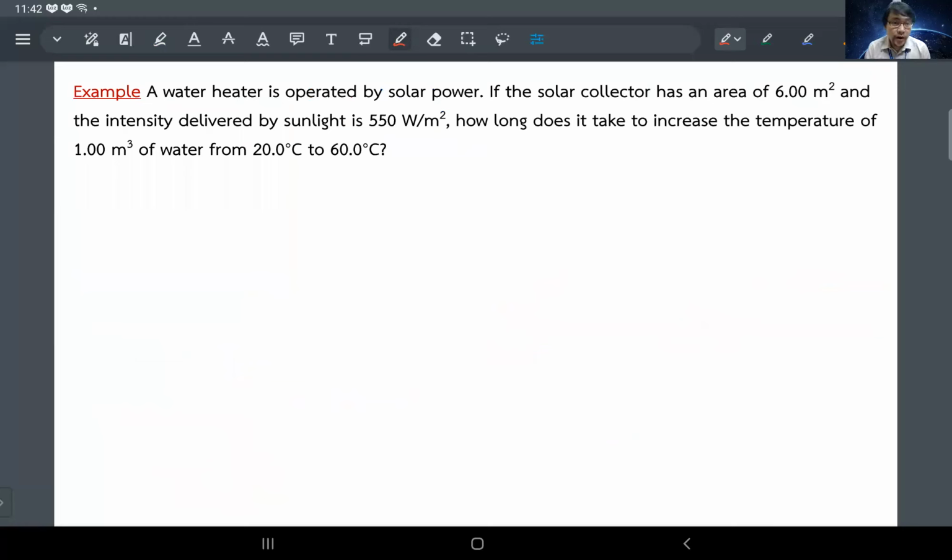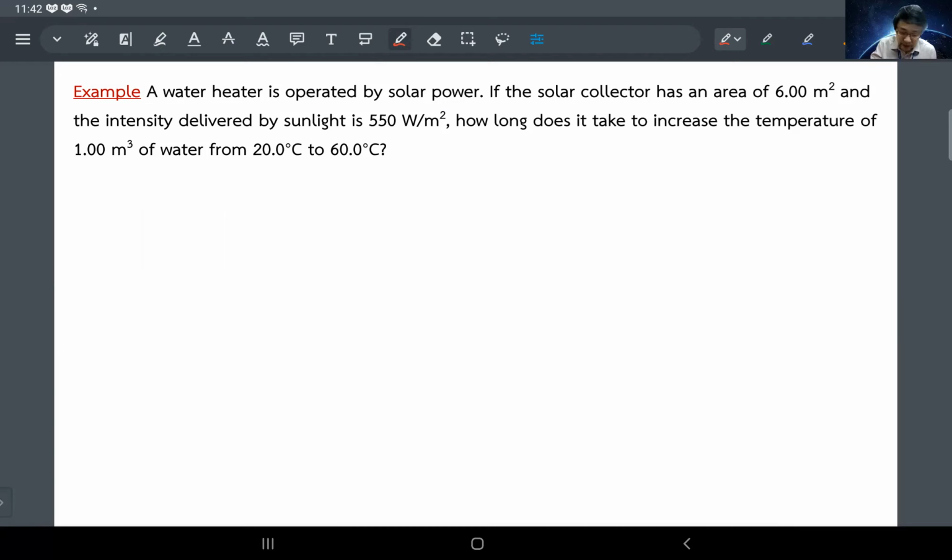A water heater is operated by solar power. I don't know if any of you use solar panels yet, but I think it's good stuff. Would love to have one. If the solar collector has an area of 6 square meters and the intensity delivered by sunlight is 550 watts per square meter, I think this number is pretty good, not too bad, pretty close to a real-life number. How long does it take to increase the temperature of a cubic meter of water from 20 degrees Celsius to 60 degrees Celsius? This is a very good question.